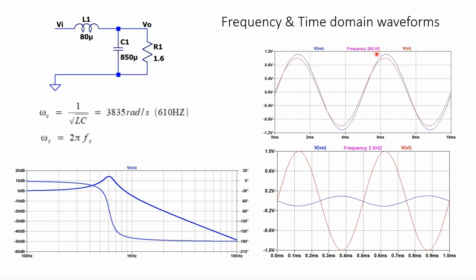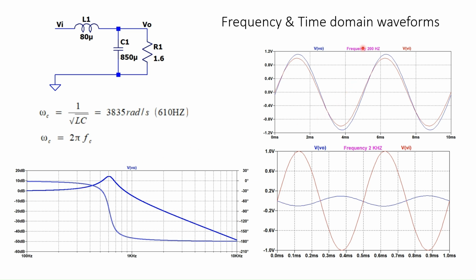For frequency 200 hertz, the input and the outputs are given. The input is a sinusoidal waveform. At 200 hertz, the gain is, you can see here, 0 dB, it's slightly more than 0 dB, so slightly more than 1.